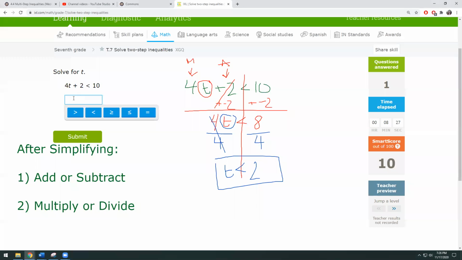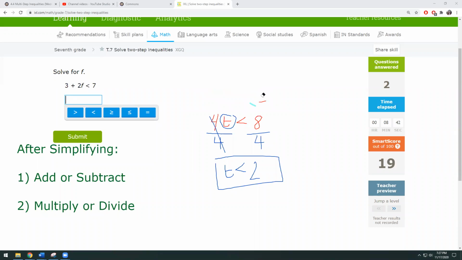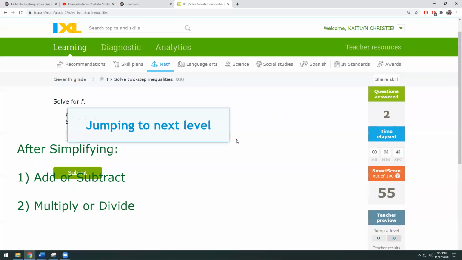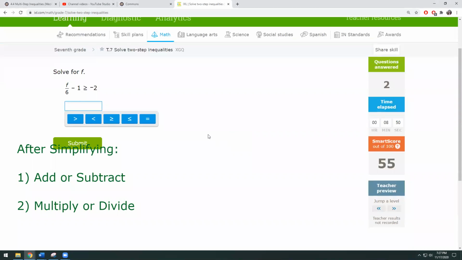So let's go ahead and enter that. T is less than 2. And we got it correct. So I'm going to skip a little bit just so we can get into a little bit of harder problems. So I'm jumping to my next level.